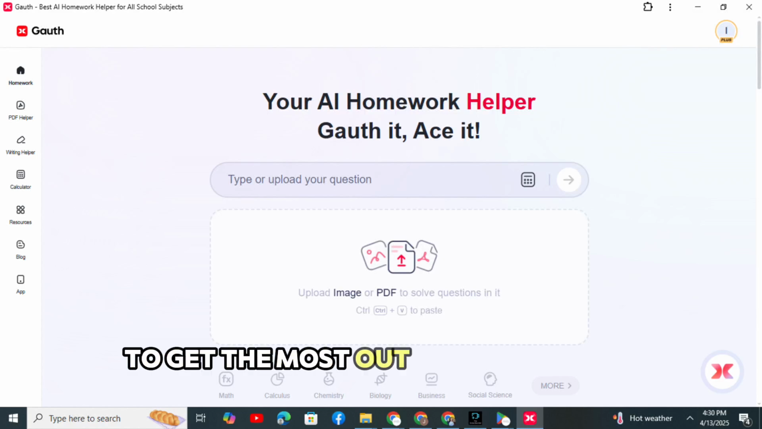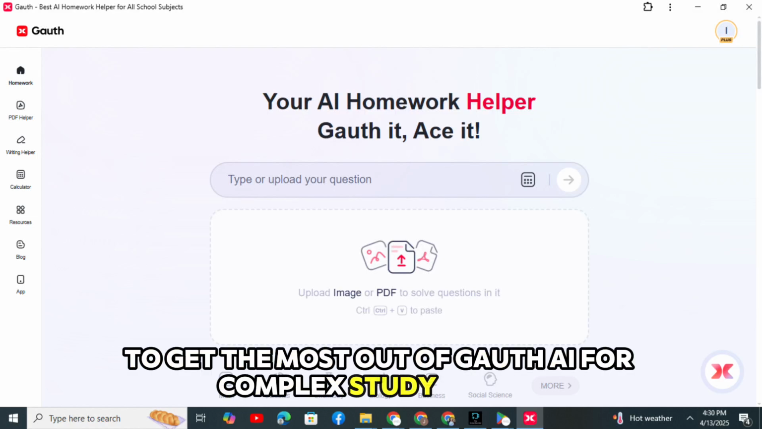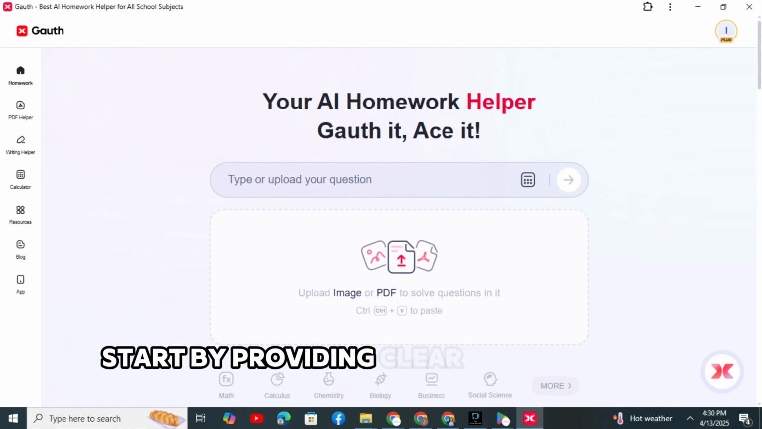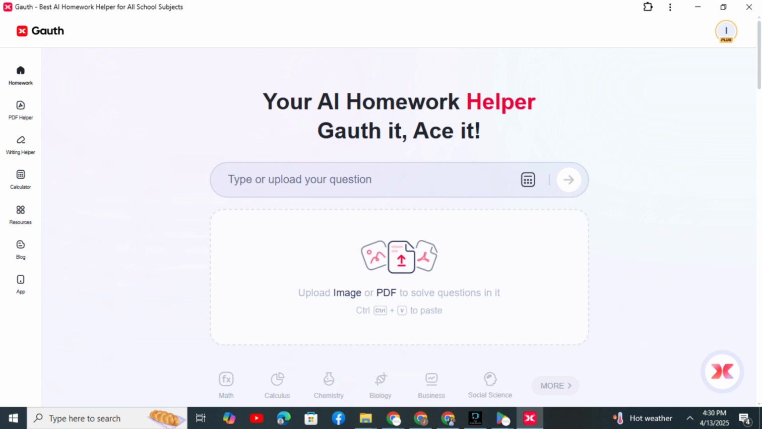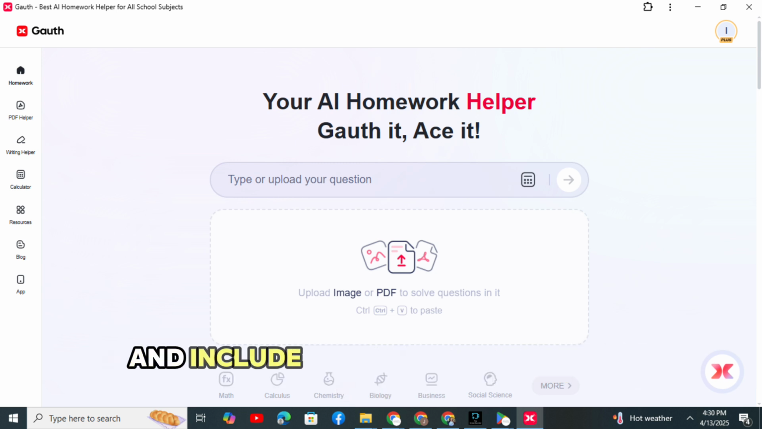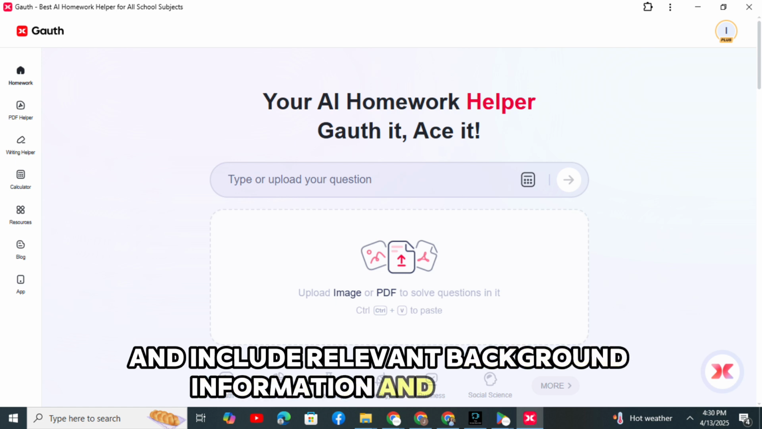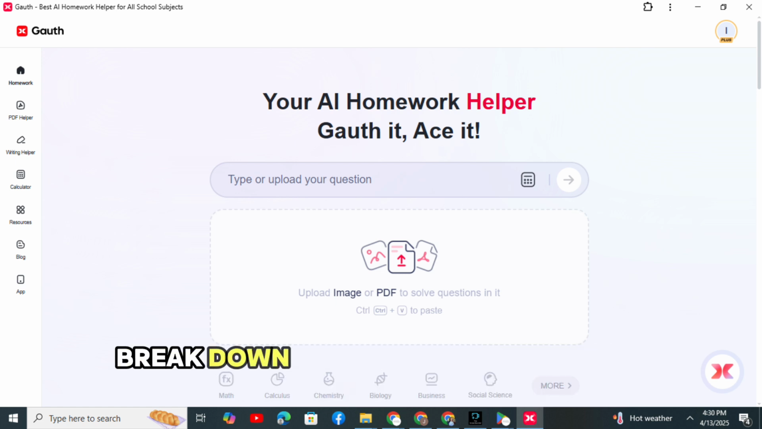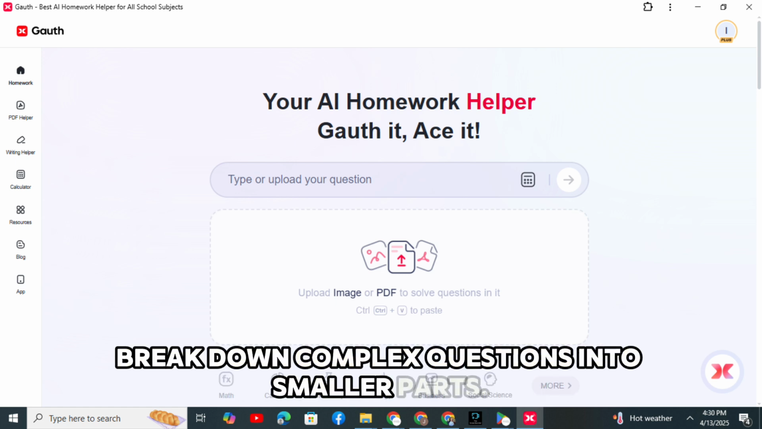To get the most out of Gauth AI for complex study topics, start by providing clear and detailed input. Use precise language, avoiding jargon, and include relevant background information and context. Break down complex questions into smaller parts.